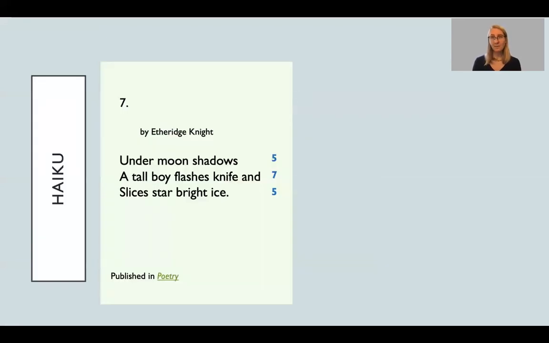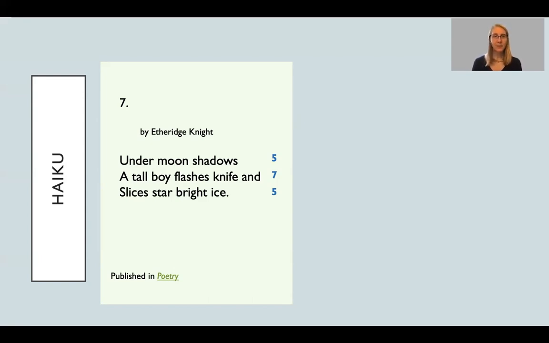This is a haiku written by an Indianapolis writer, Etheridge Knight. He was a gentleman who was incarcerated and found poetry and wrote a lot about his life in prison. I've taken this haiku from a sequence of haikus that he's written. So this is the seventh in that sequence. And if you want to click on the link below, it'll take you to Poetry Magazine where you can see the full poem. And I hope you do that. It's an excellent poem. He's an awesome Indiana writer.